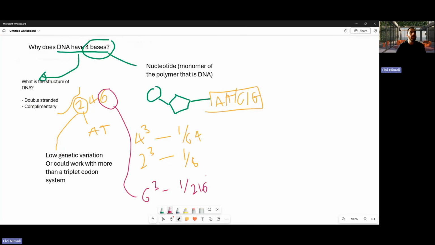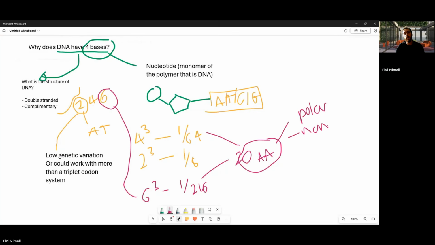But the problem with that is there are only 20 amino acids. So you have a lot of redundancy. Even in the current system, there's a lot of redundancy. So you can actually achieve plenty of functional diversity with just 20 amino acids, because some amino acids are polar, some are non-polar, others are charged, some are small, some big. So even with 20 amino acids, you can achieve optimal genetic diversity.